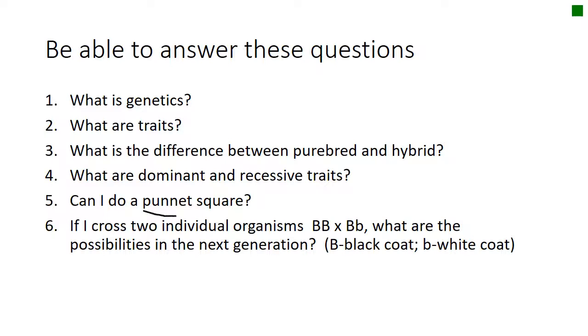So we're going to learn what a Punnett square is, what it's used for, and you should be able to do one by the end of this section, and you'll learn how to do one in this slideshow presentation. And of course, this is an example problem of what you should be able to do after this PowerPoint. If I cross two individual organisms with the alleles big B crossed with big B, little b, what are the possibilities in the next generation where B is black coat and little b is white coat, for example.